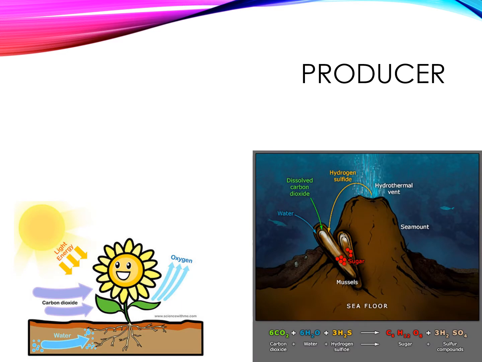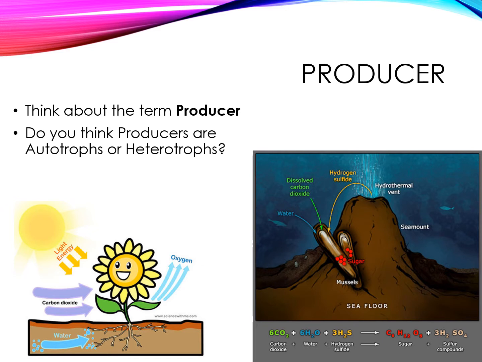So now we get to talk about producers. Think about the term producer. What does it mean? Now that you're thinking about what the definition of producer means, do you think that is an autotroph, something that makes its own energy, or a heterotroph, something that needs to consume something else for energy? Take a minute or a second there. Well, a producer is an autotroph. It makes its own energy.